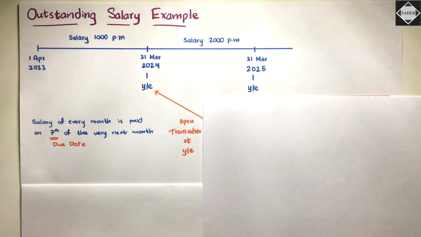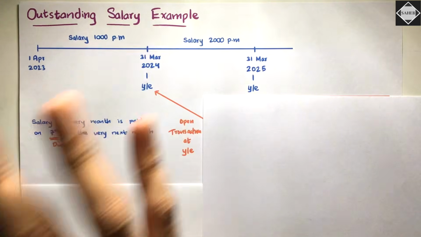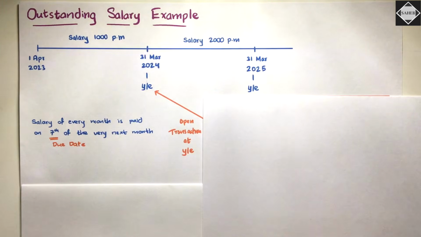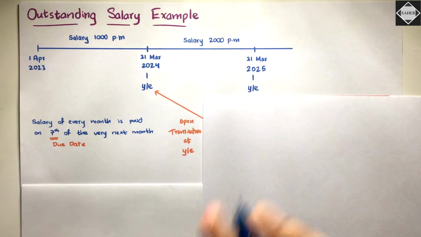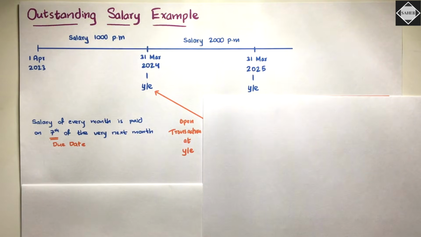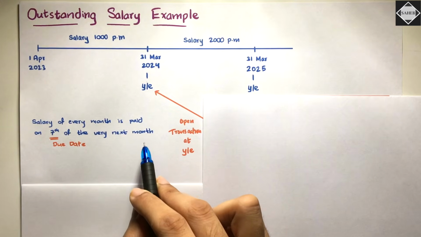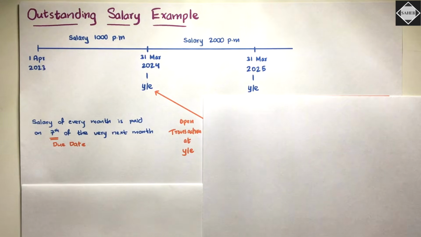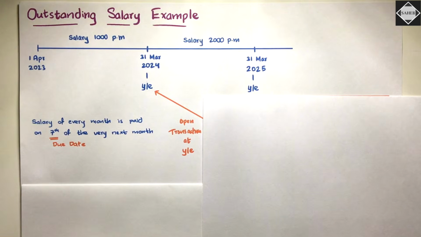Okay. So in the first accounting period, our salary was how much? 1,000 per month. I have kept the figures simple to make you understand the concept easily. So don't focus on the figures, focus on the process and the concept. All right. And then in the next accounting period, salary was increased to 2,000 per month. And salary of every month is paid on the 7th of the very next month. For example, salary of October will be paid on 7th of November. Salary of February will be paid on 7th of March. The due date is the 7th of the very next month.